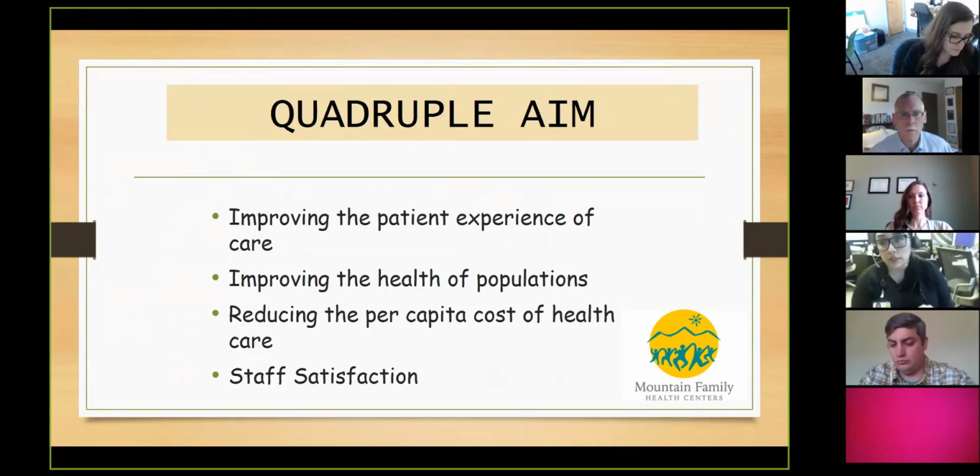We're really big on storytelling, improving the health of the populations that we're serving, reducing that per capita cost, and of course, we really focus on staff satisfaction, making sure that the people in our departments have the tools and skills that they need in order to provide the best quality care that they can.